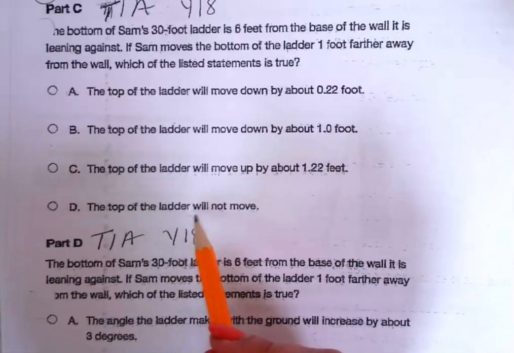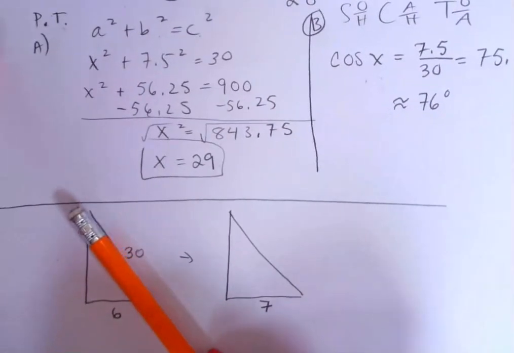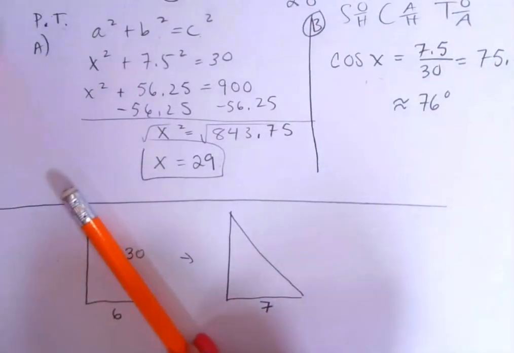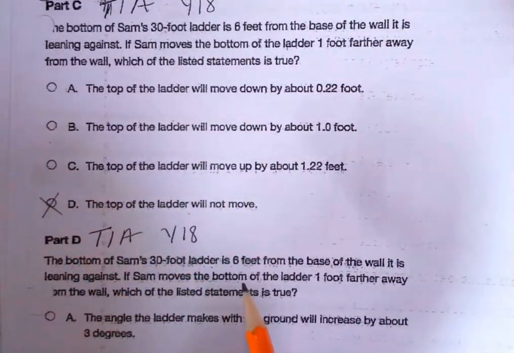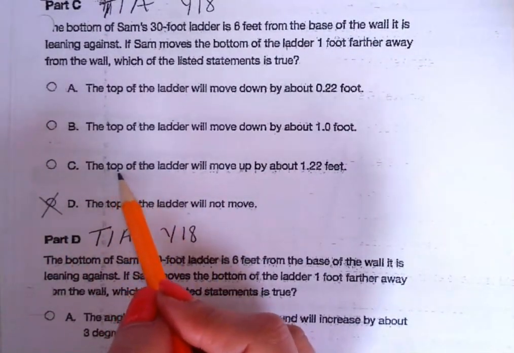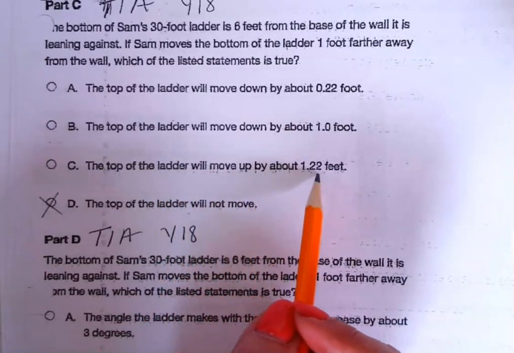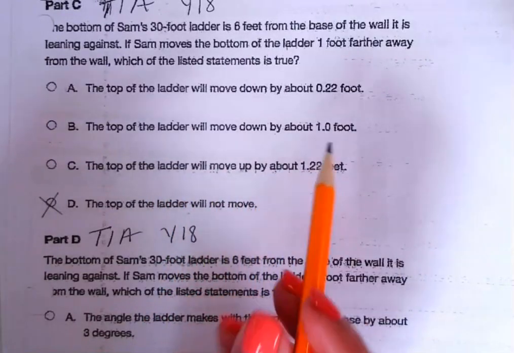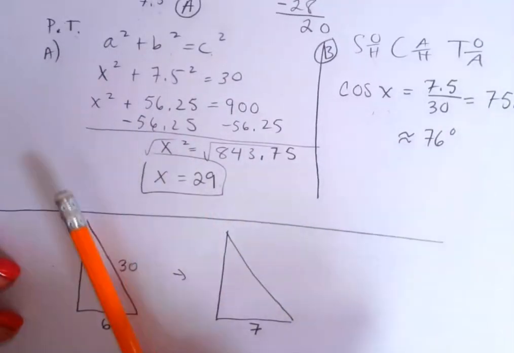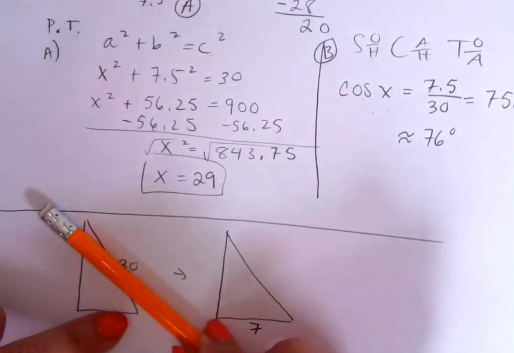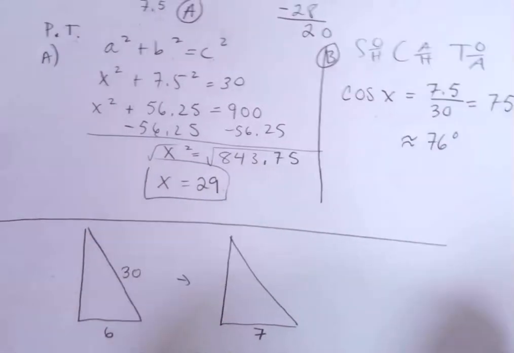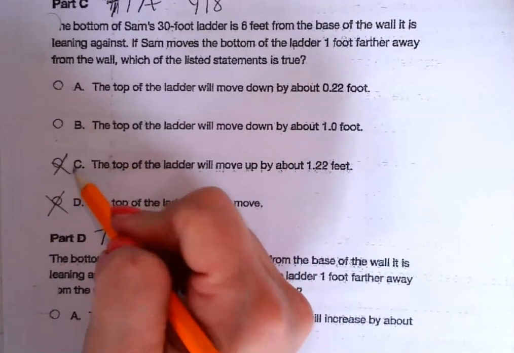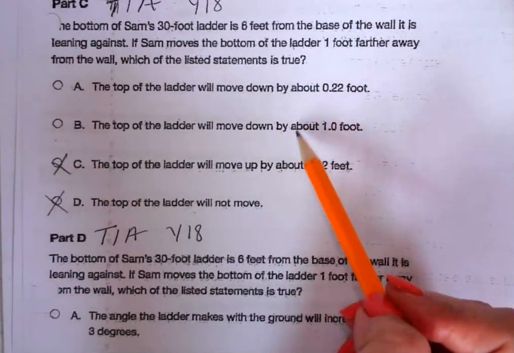The top of the ladder has to, right? If it's going to be moving out, the top of the ladder has to move. So it's definitely not D. This makes no sense. The top of the ladder will move up by 1.2 feet. That doesn't make sense at all. If you're moving the ladder out away from the wall, then the ladder clearly will not reach up as high. So that makes no sense whatsoever. So basically we're looking between these two.